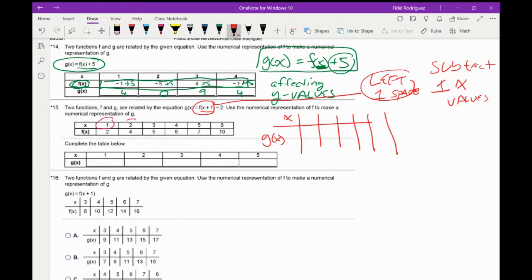So what I'm going to do is look at these x values here, and I'm going to subtract 1 from every one of them. So 1 minus 1 is going to give me 0. 2 minus 1 is going to give me 1. 3 minus 1 is going to give me 2. 3, 4, and 5, okay?